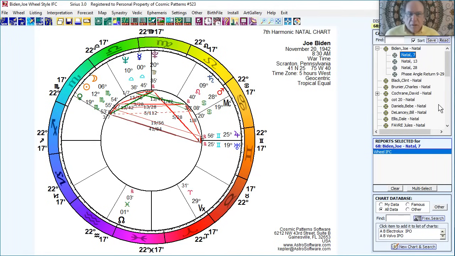Hello. Let's see how we interpret aspect patterns in vibrational astrology, and also let's look at the importance of the orbs of the aspects. So whether you are new to vibrational astrology or you are a professional vibrational astrologer or anywhere in between, we can learn by looking at the charts of people.